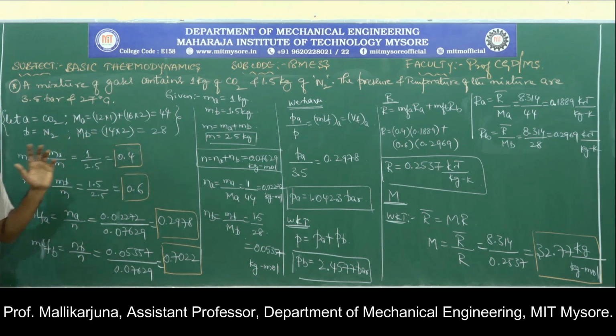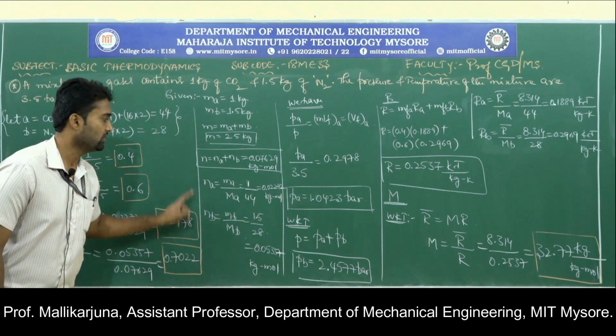That means my answer is correct. Next, I will look for mole fractions of individual constituent gases. Mole fraction of A is nothing but Na by N. Mole fraction of B is nothing but Nb by N. All these values Na, Nb, N we have calculated over here.